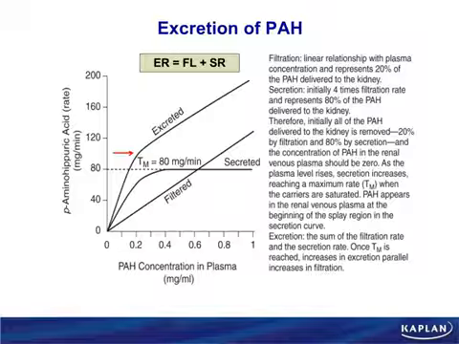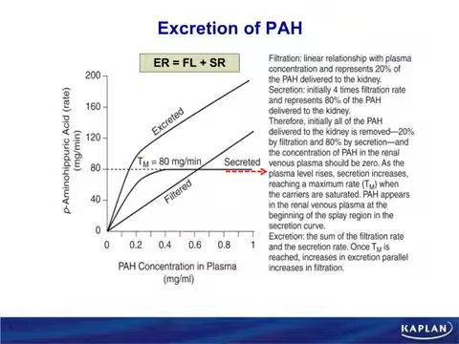So they may give you a question on Step 1 where they may point right here to this point in the line, and they may say, what happened here, or why did this happen? Well, this happened because the carriers are saturated. You have reached transport maximum. And now you are secreting at a constant rate. So secretion is now a constant rate.